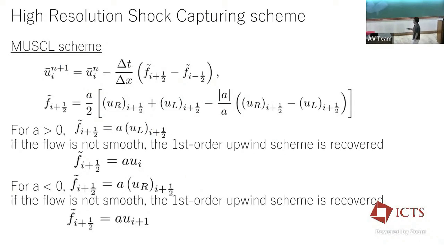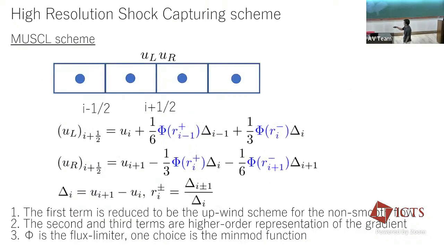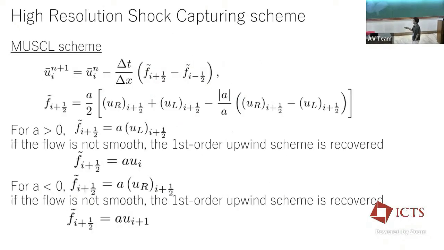So by using these expressions, now the MUSCL scheme is given by this. And here is a volume average scheme, in which we have to specify the numerical flux F tilde. And in the MUSCL scheme, the F tilde is given by this expression, right? Where UR and UL are calculated by this expression. So for the A positive case, F tilde i plus 1/2 is going to be A times the L state at i plus 1/2.